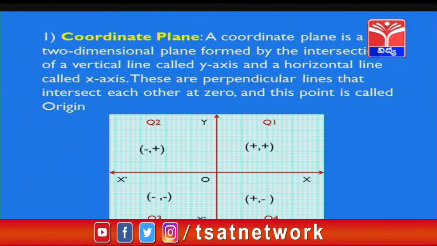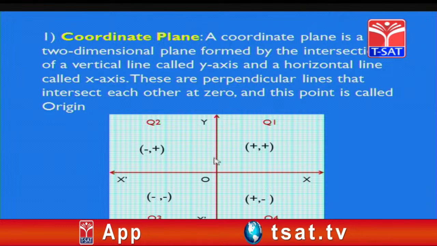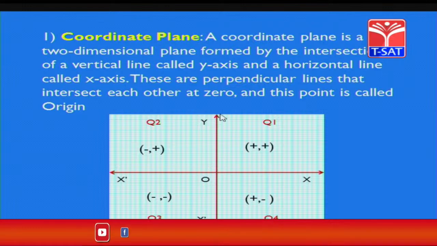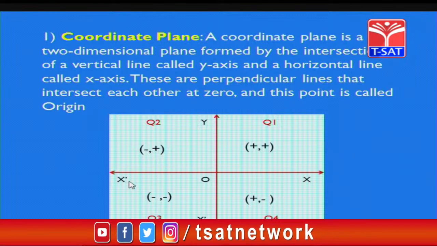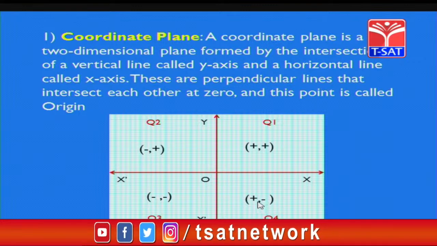Why is this so, children? Because if you observe, Q1 is made up of positive x axis and positive y axis. When we observe Q2, it is made up of negative x axis and positive y axis. That is why we find negative x value and positive y value. When we come to Q3, we have negative x and negative y. That is why our ordered pair consists of coordinates both negative. Coming to Q4, we have positive x and negative y. So, we have positive x value and negative y value.